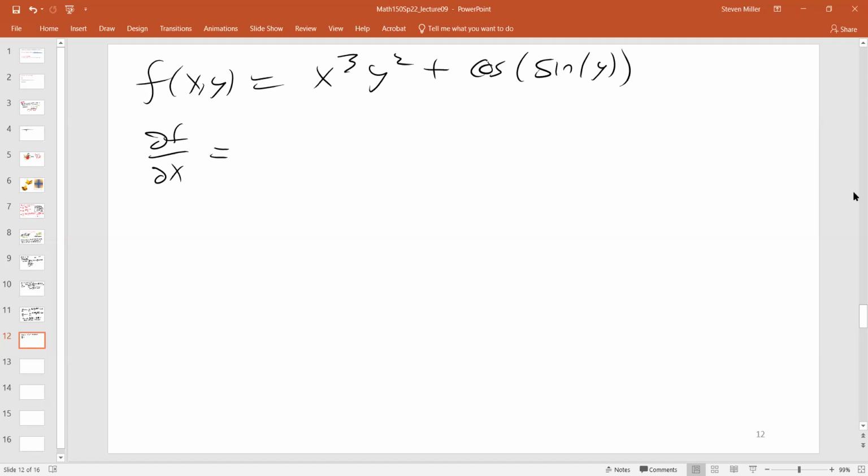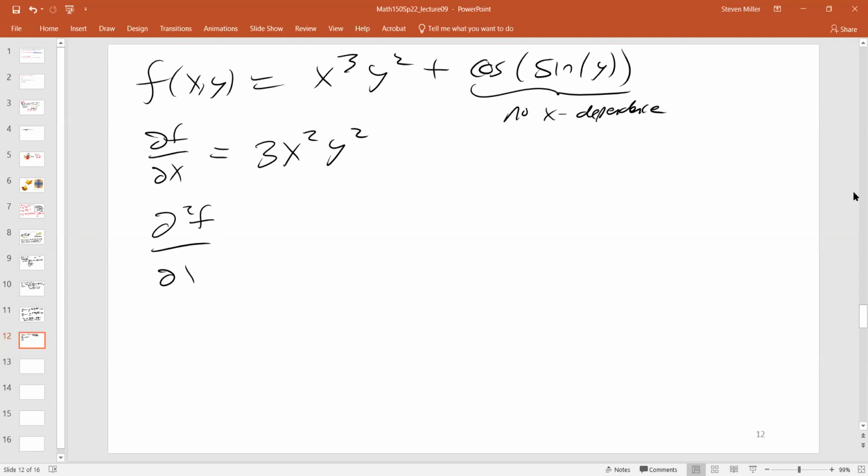So y is a constant. What is df/dx? Yes. 3x squared y squared. This has no x dependence. We know the derivative of x cubed with respect to x is equal to 3x squared. y squared is just a constant. What would d squared f/dx squared be? The derivative of the derivative of f with respect to x, with respect to x. 6x y squared. Let's do one more.